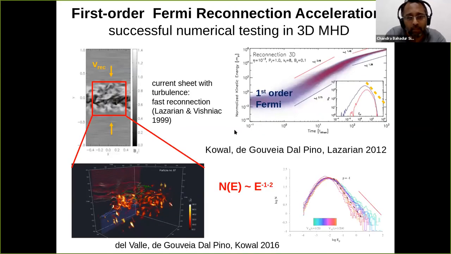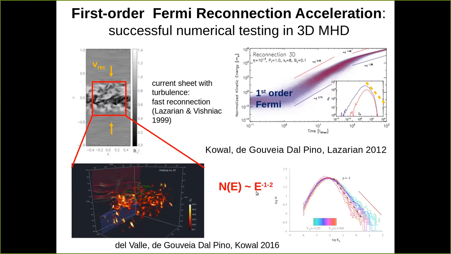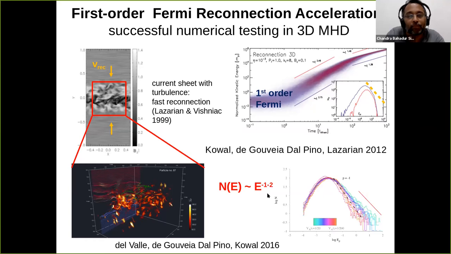This has been well examined and shown in simulations where current sheets with turbulence have been studied. In this scenario, there is a possibility of fast reconnection. This was proposed by Lazarian and Vishniac in 1999. There have been several simulations later on which showed first order Fermi acceleration. It was also found that the spectrum of the particles is a power law in nature, with a power law index of around 1 or 2.